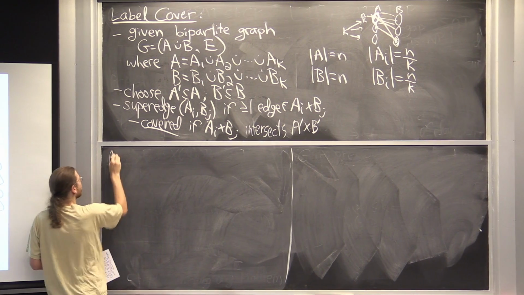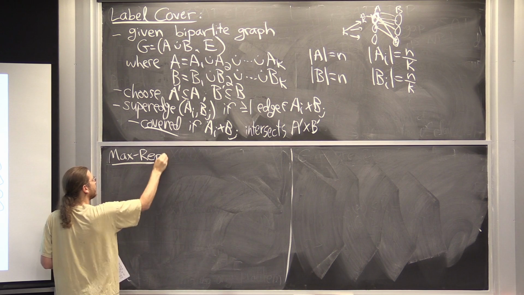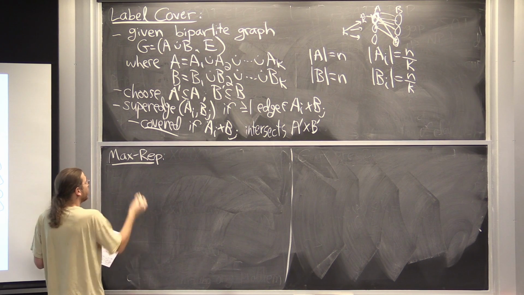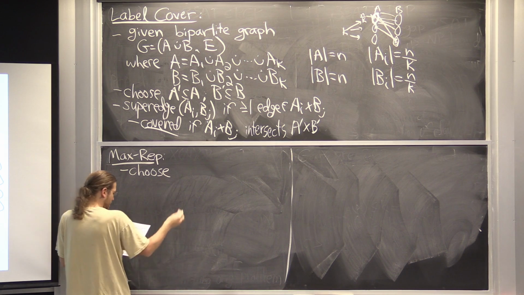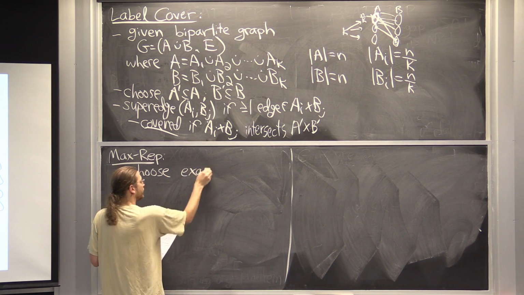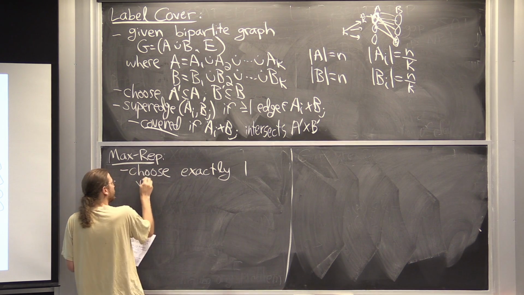So there's two versions. It's part of what makes it longer. We'll start with the maximization version, which is called MaxRep. So we have two constraints on A prime and B prime. First is that we choose exactly one vertex from each group.